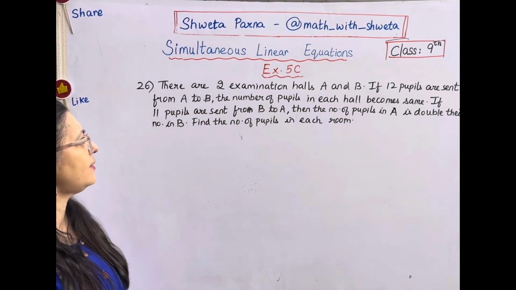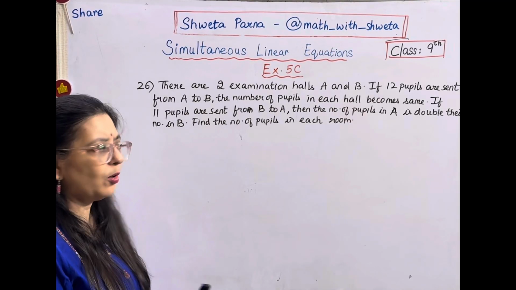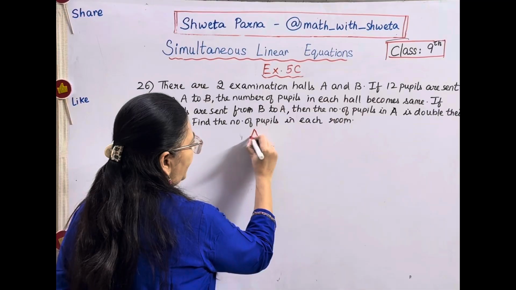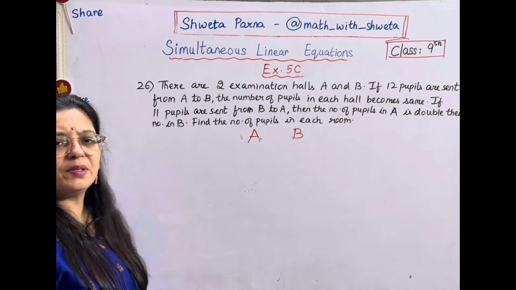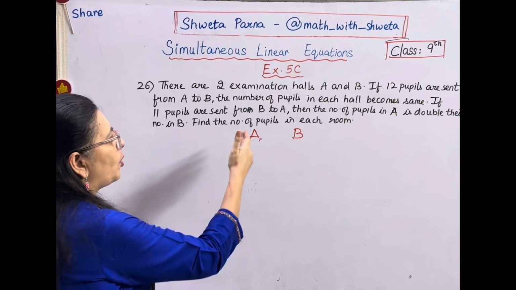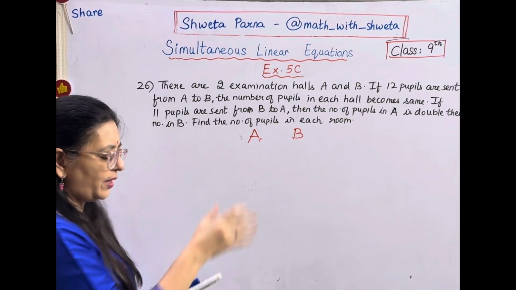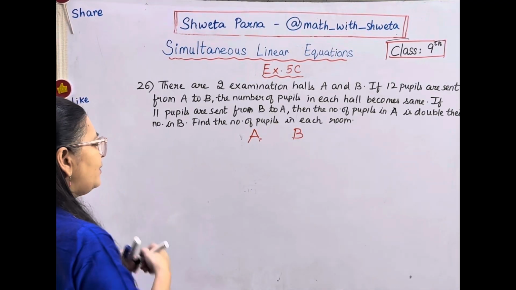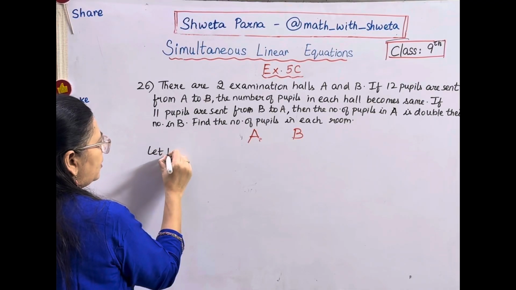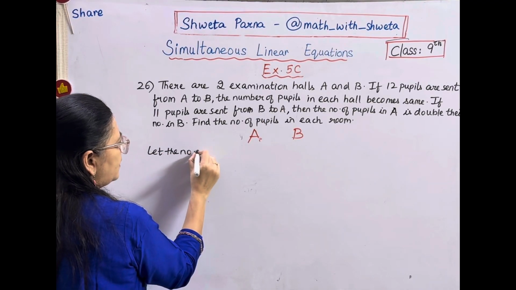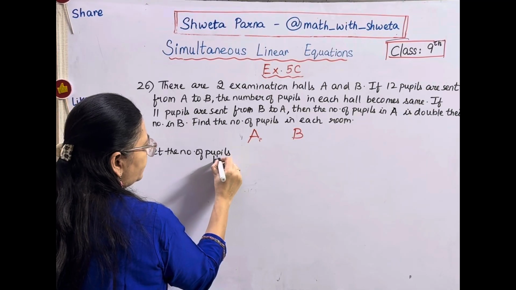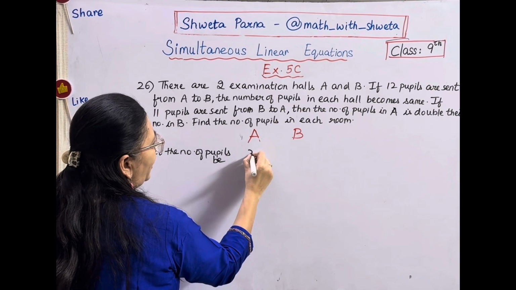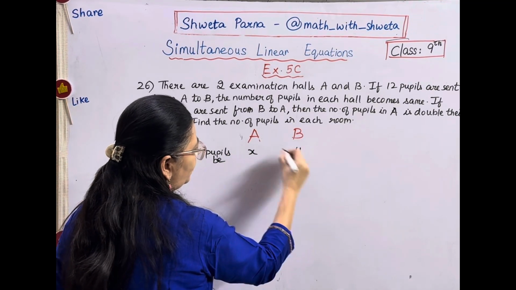Question number 26. There are two examination halls, A and B. If 12 pupils are sent, pupils means students, from hall A to hall B. First, do you know the number of students? So, let the number of pupils be X students in hall A and Y students in hall B.